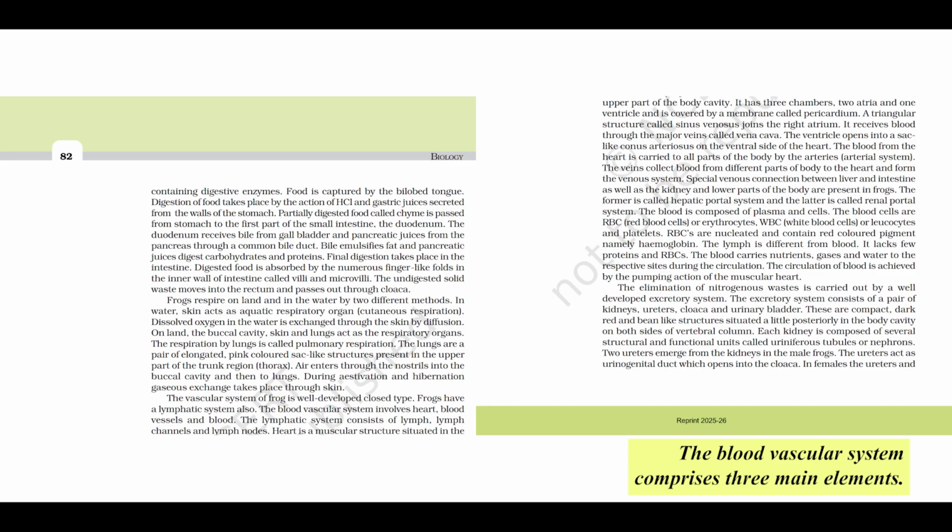The blood vascular system comprises three main elements: the central pumping organ, the heart, the various blood vessels, arteries, and veins, and the blood itself. Then there's the lymphatic system, which consists of lymph, a fluid similar to blood plasma, lymph channels, and lymph nodes, which filter lymph and play a role in immunity.